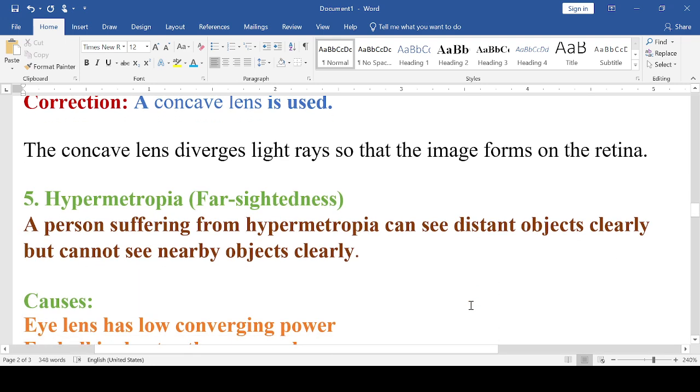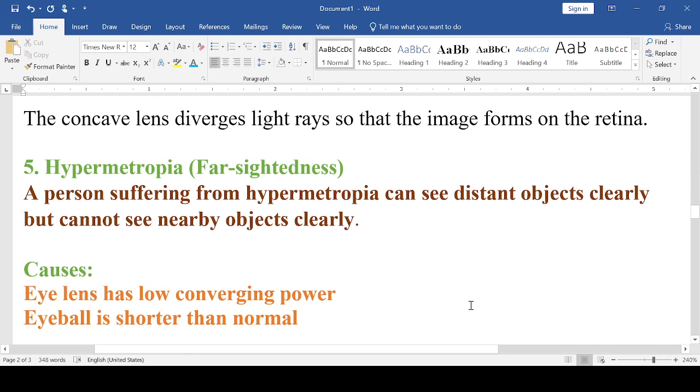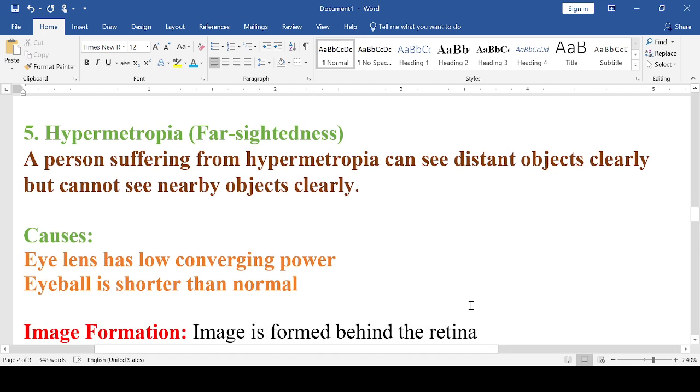Next comes hypermetropia, which is far-sightedness. For a person suffering from hypermetropia, far objects, that is distant objects, he can see clearly, but the objects which are nearby he cannot see. Causes: the eye lens has low converging power, and the eyeball is shorter than normal.